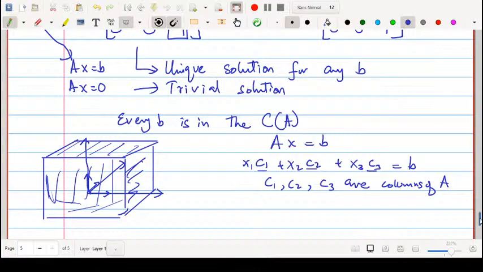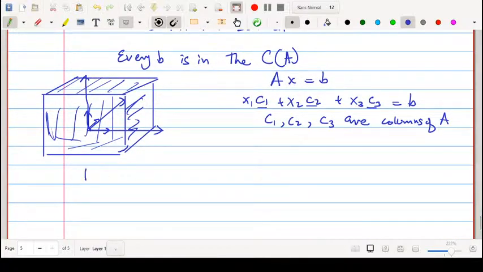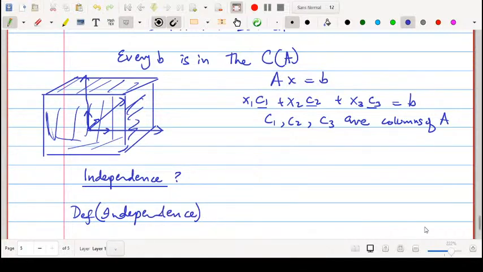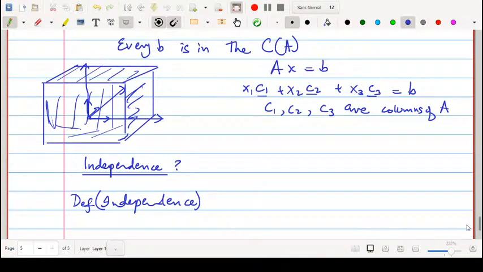Okay. And so I want to make this idea of independence concrete. So what do I mean by independence, right? So let's define independence. So the definition of independence is as follows. One thing that I can say about independence is, let's define it in the following way.